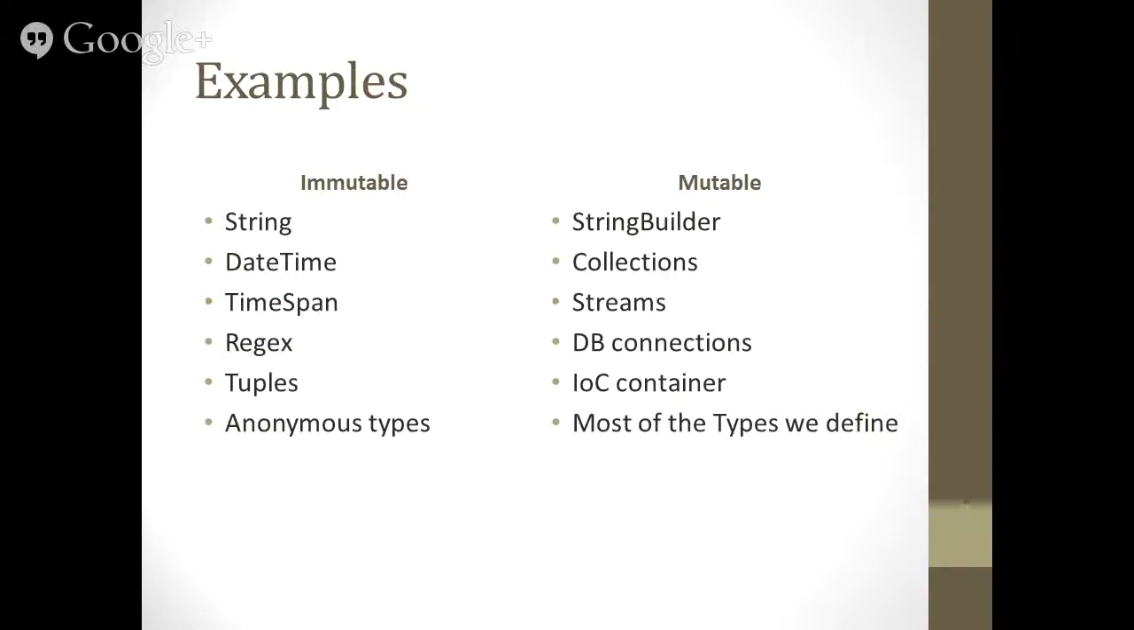As opposed to that, some mutable objects we've used: collections, of course, streams, database connections, the IOC container we work with, that kind of stuff. Usually the different objects we create are all mutable. Can anyone name some other immutable types we use from time to time? Other immutable types? Think of any of the value types you use, like ints, longs, those are all immutable since they represent a single value.